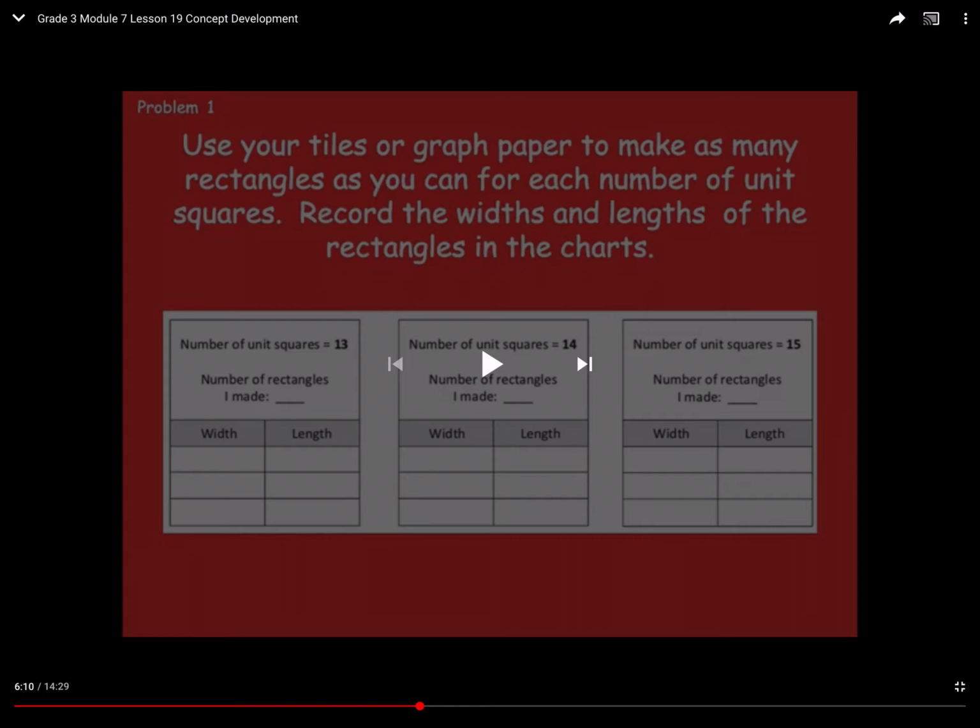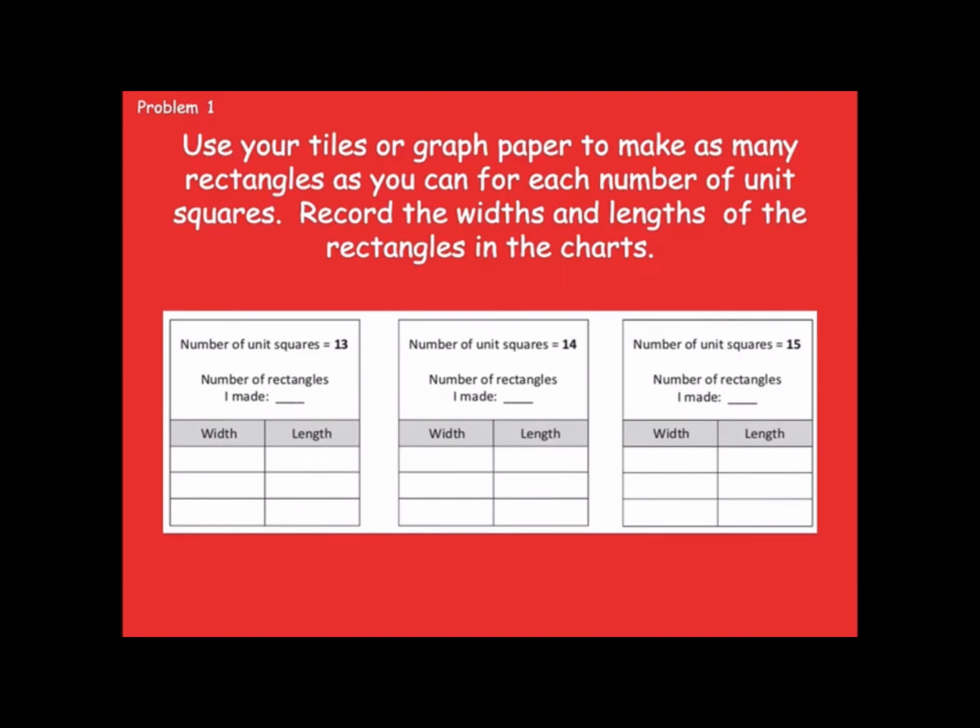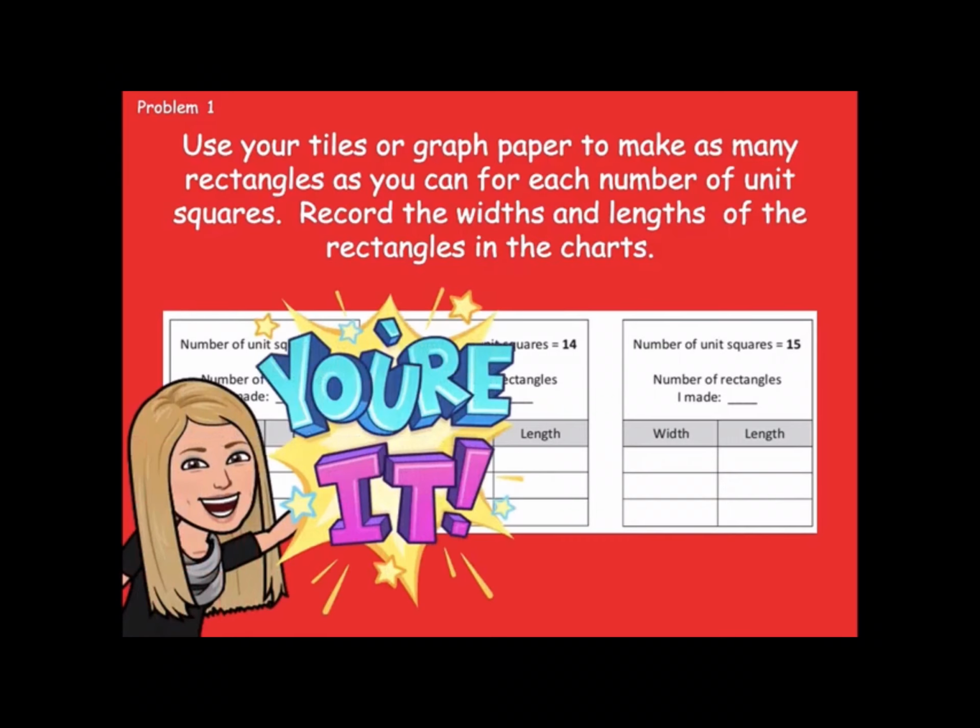Make sure after you make each set of rectangles, you take a screenshot because you'll need to turn those in to me, and you fill the numbers in on your charts of the rectangles. Just like we did for the example of 9 unit squares, you're going to do the same thing for this one. We're just going to do the first 3 for 13, 14, and 15 squares first, and then we'll check in and then do the other 3 next. So pause the video, make some rectangles, and fill in your charts, and then click play when you're ready to go over the first 3 together.